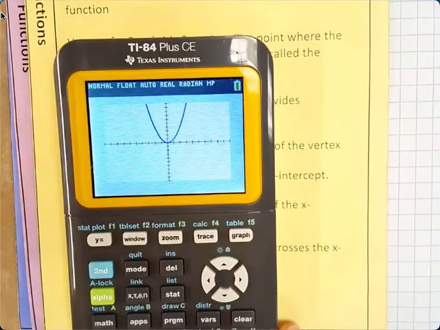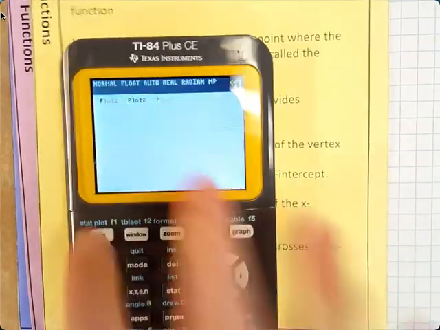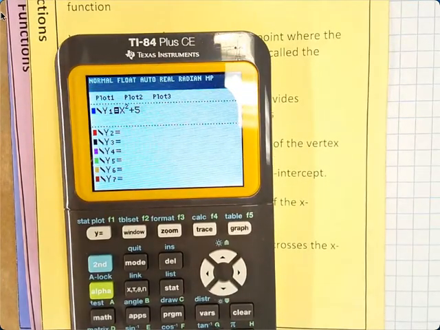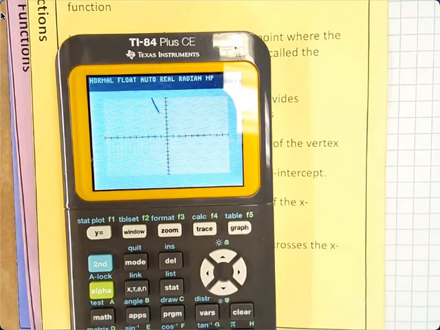Would the vertex always be 0, 0? No. So let's see if we add, let's say I add 5 to it. What do you think that's going to do to it? What does it do to our linear function? That would be your y-intercept. Yeah, it moves it up. So if we graph it, it just translated it up 5 units. Does this one have an x-intercept? Nope. And that's okay. You don't always have to have an x-intercept. It's because it changes direction and it's above the origin. It's never crossing that x-axis.